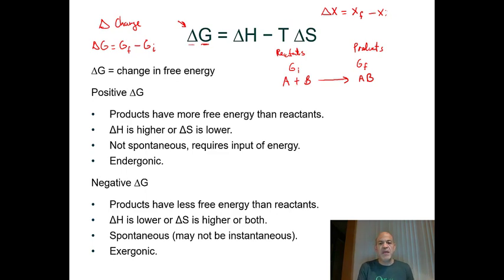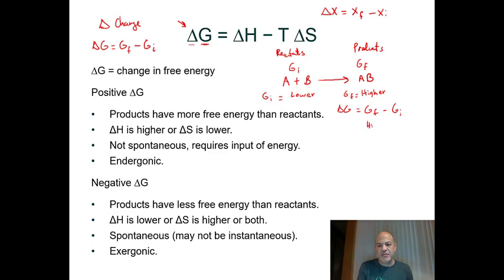So let's say that our products here are going to have a higher free energy. Okay, so it's higher, and over here this was lower. Let's say higher when compared to before, lower when compared to after. So here, if my initial free energy is lower than my final free energy, and then I think about that equation here, delta G, and I talk about the final minus the initial.